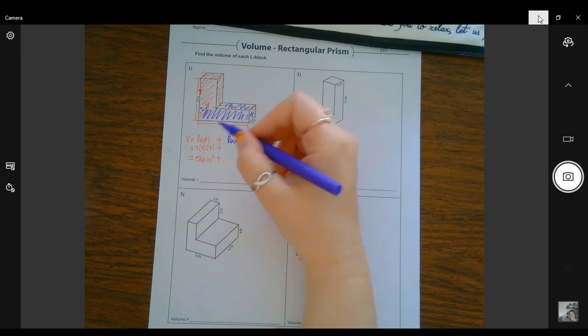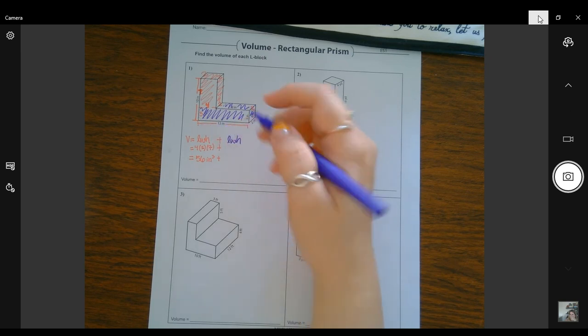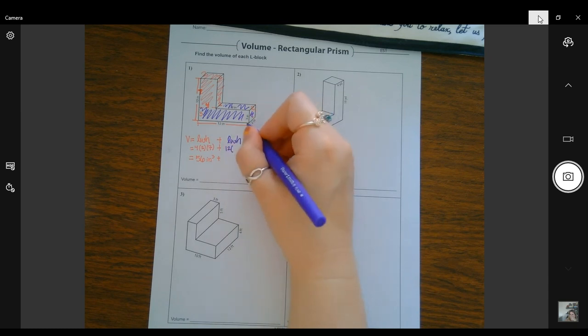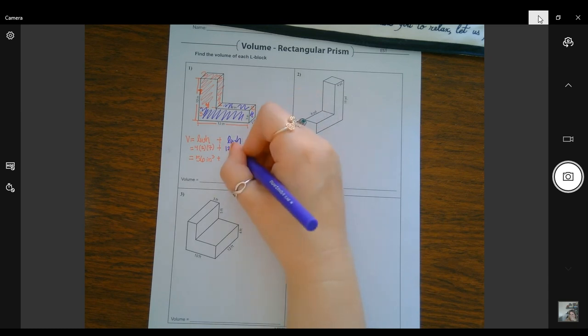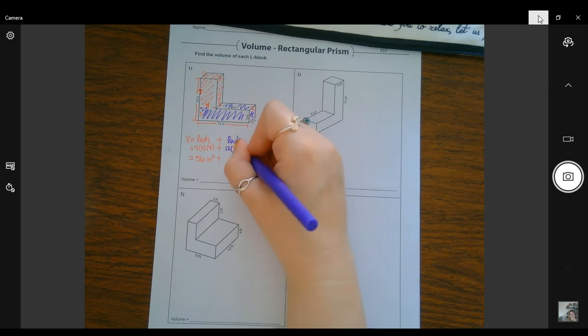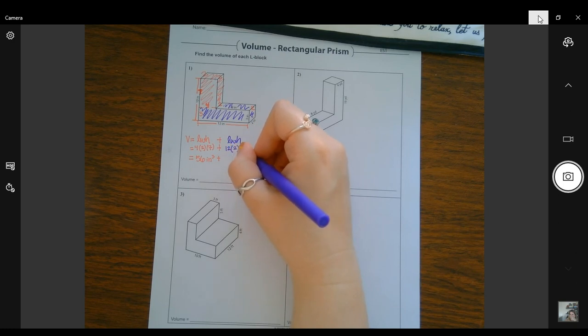Well, it's this whole bottom one, right? So what's that length measurement? 12. Times what's the width? Right here, from here to here is 2. And then what's the height? The height is 3. So you have 12 times 2, which is 24, and 24 times 3 is some number.